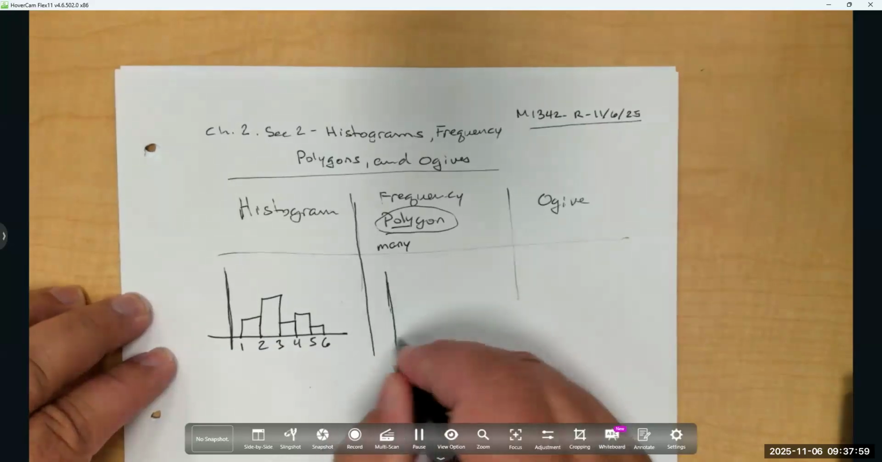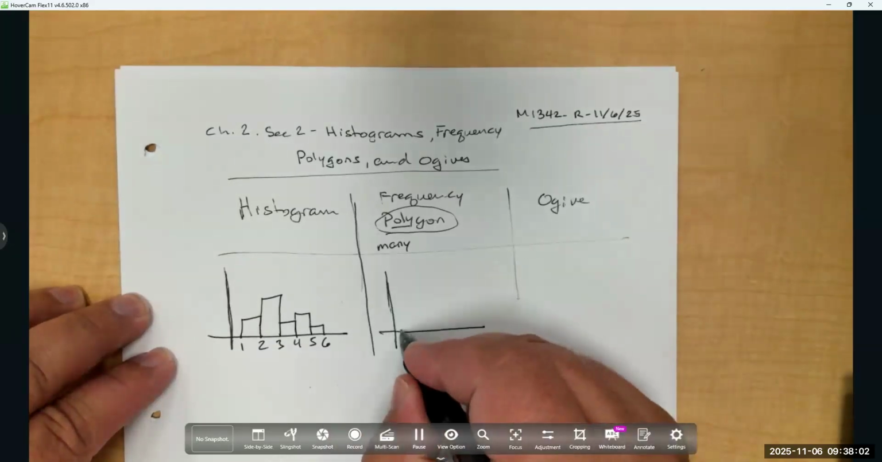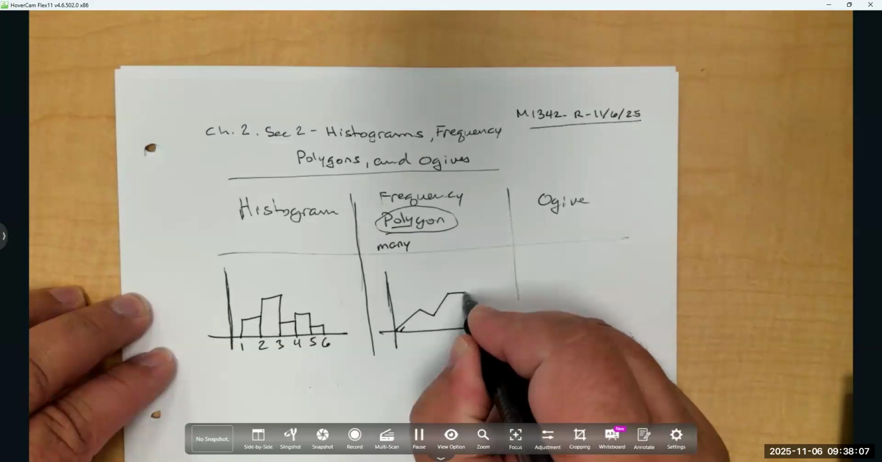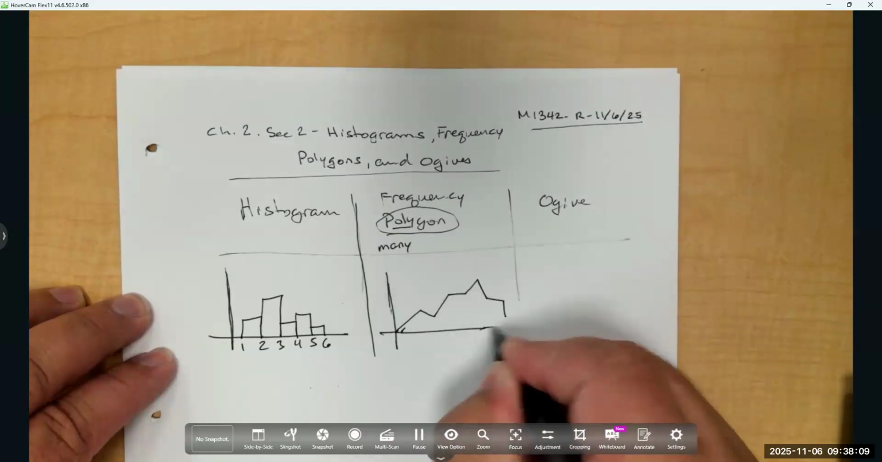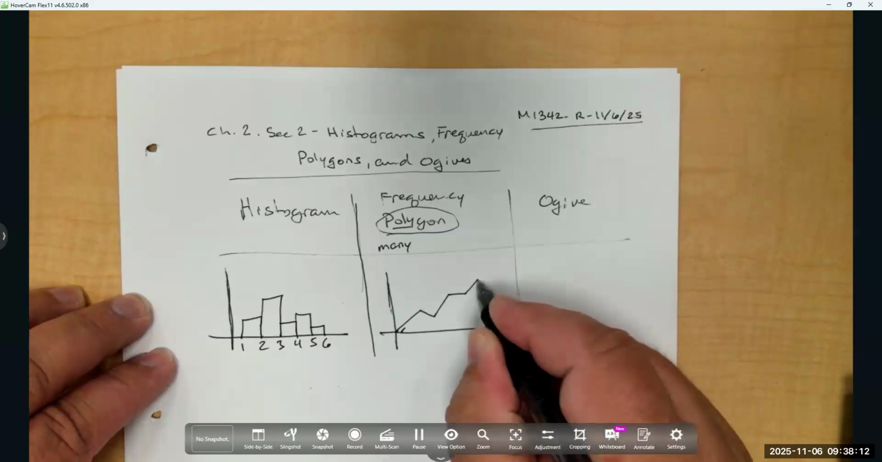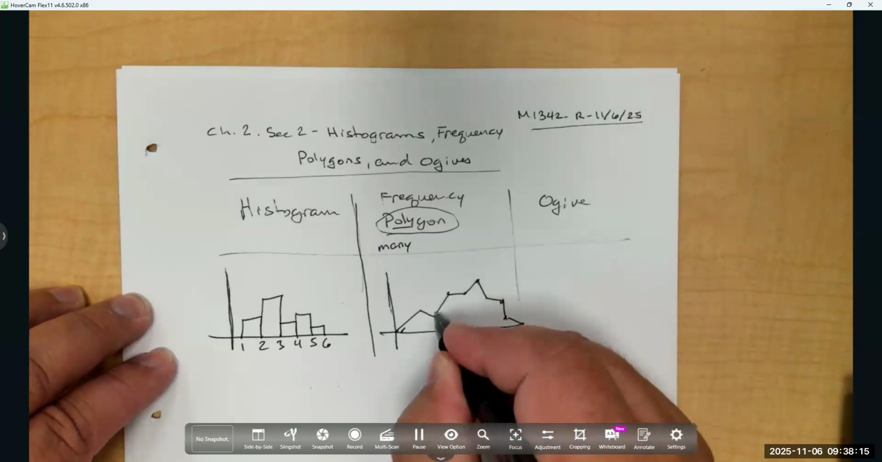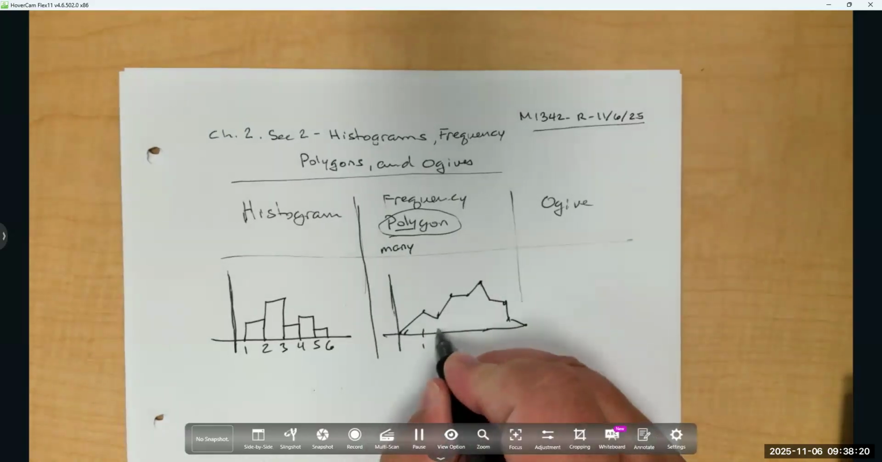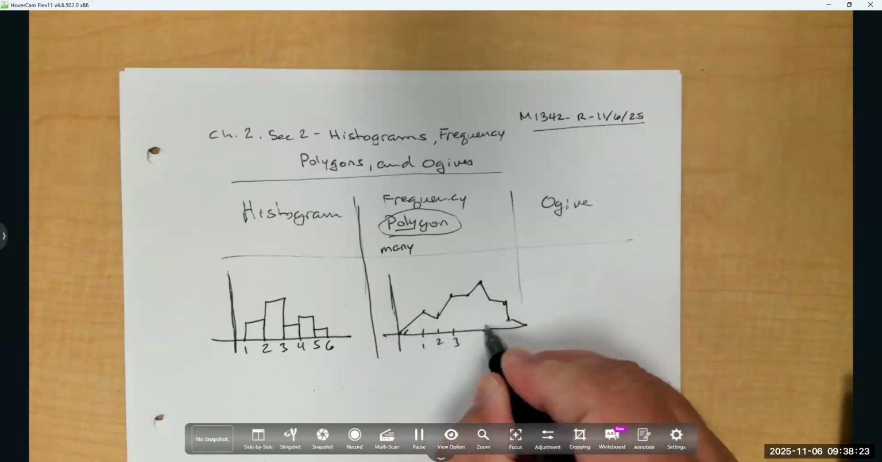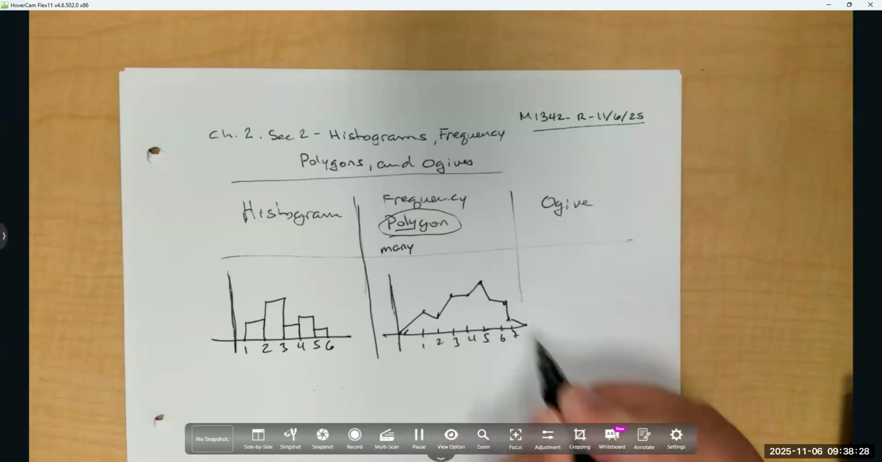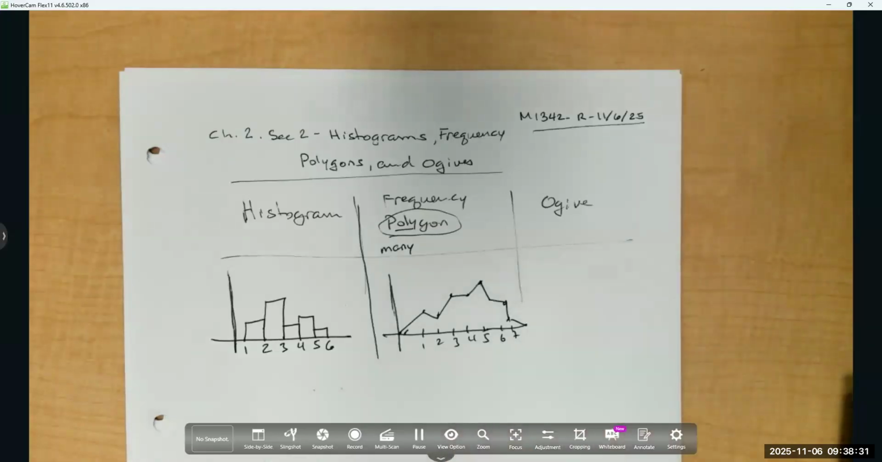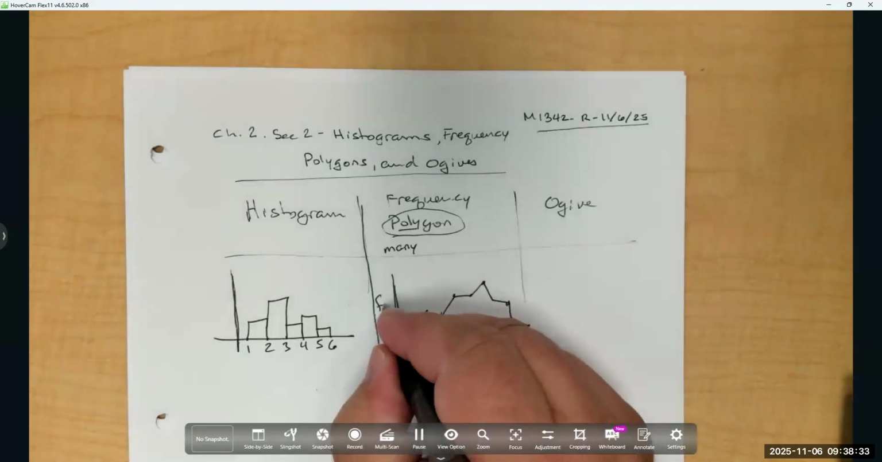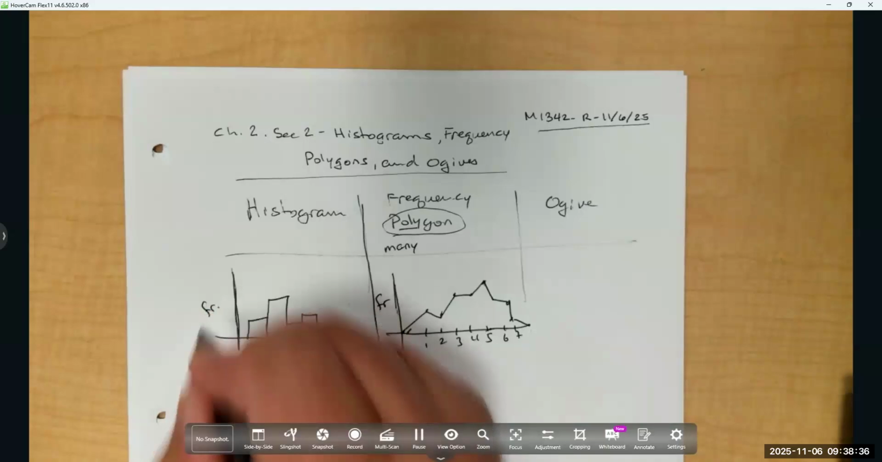The way these look, or start from zero. Where at each data point, it corresponds to a point on the graph. That's a frequency polygon. Where this is the frequency, this is also the frequency.